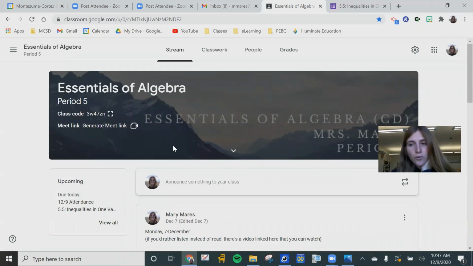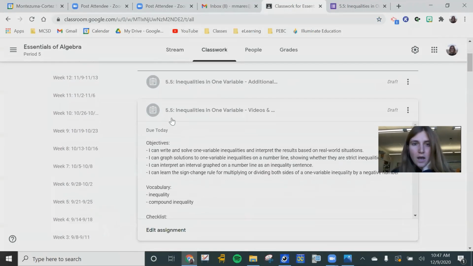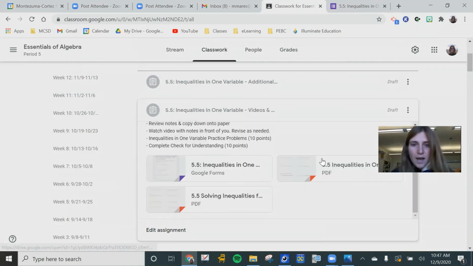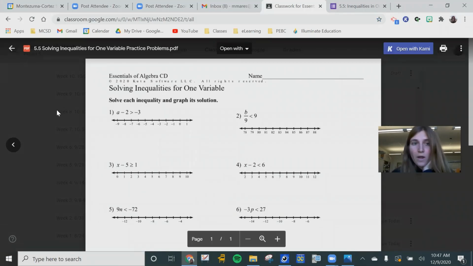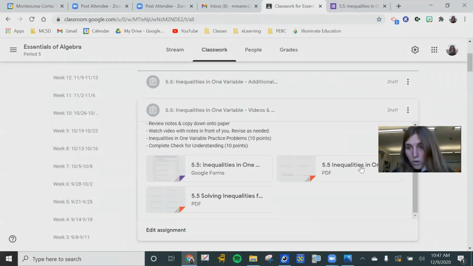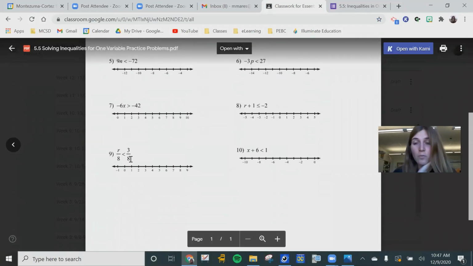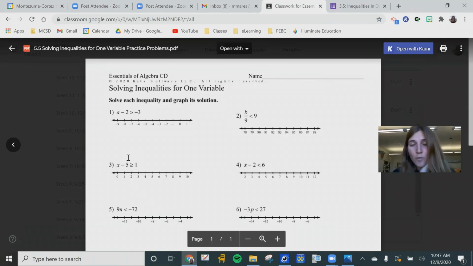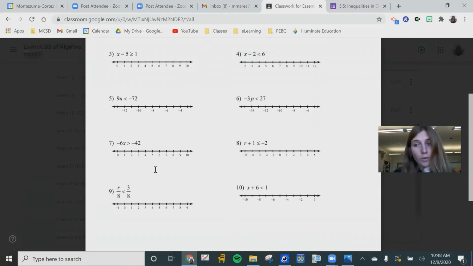So from Google Classroom, we need to go over to classwork. And then in week 15, lesson 5.5, inequalities in one variable, there is a PDF called Solving Inequalities for One Variable, different than just inequalities in one variable. We're looking for solving. And there are 10 practice problems here. I'm going to go through the even ones with you right now, and then you'll have the odd ones to do on your own, right?